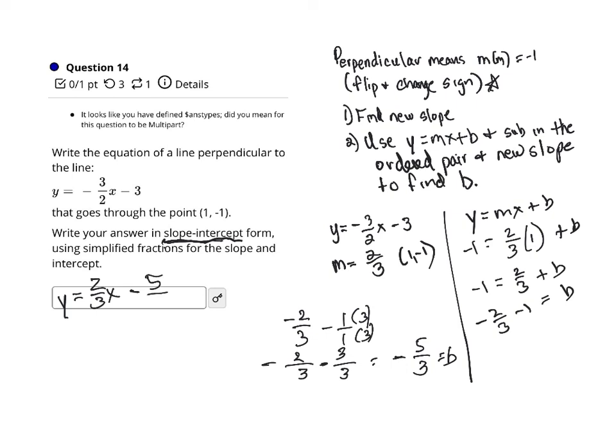Again, make sure that x is by the fraction bar or in the numerator, not in the denominator.